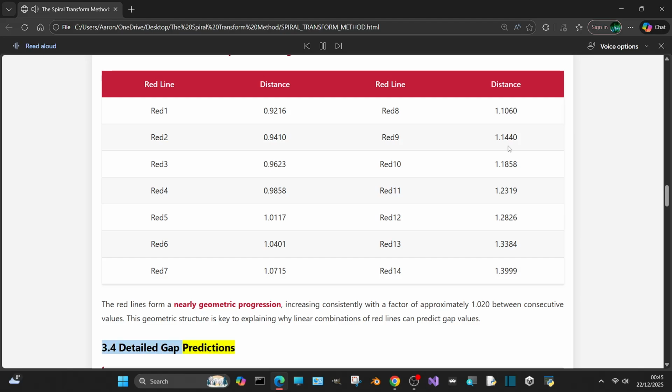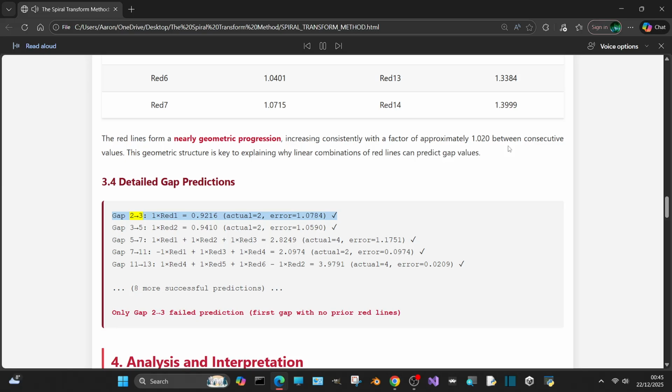3.4 Detailed gap predictions. Gap 2 to 3: 1 times red 1 equals 0.9216, actual equals 2, error equals 1.0784. Gap 3 to 5: 1 times red 2 equals 0.9410, actual equals 2, error equals 1.0590. Gap 5 to 7: 1 times red 1 plus 1 times red 2 plus 1 times red 3 equals 2.8249, actual equals 4, error equals 1.1751.